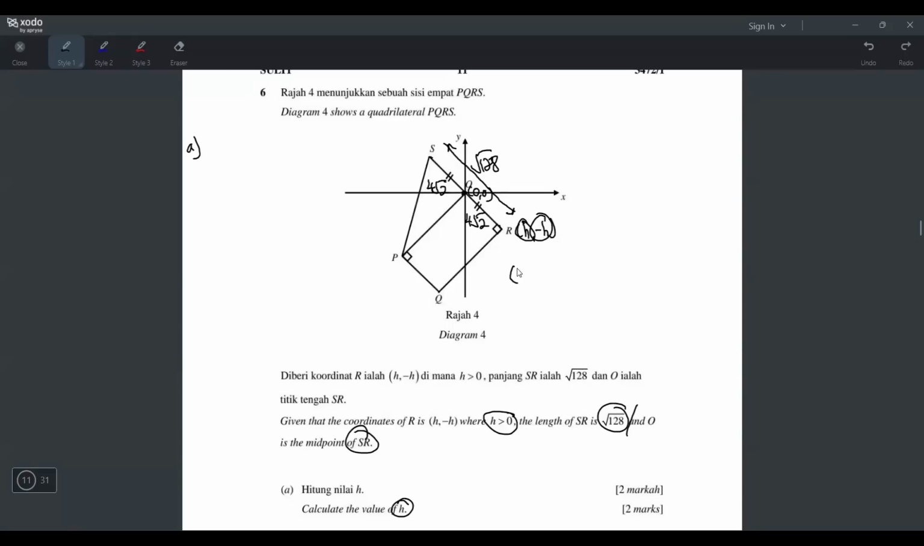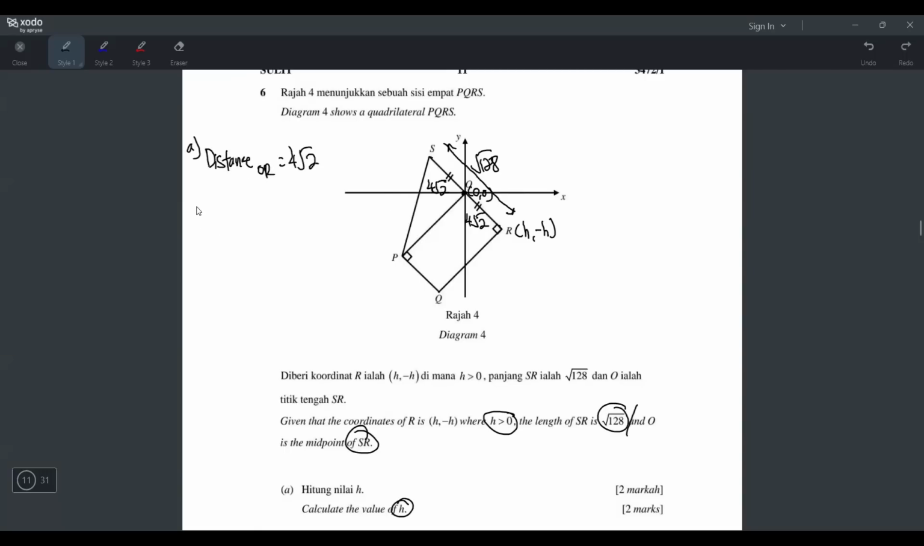So for example, if this one is 3, then this will be negative 3. If this one is 5, this one is negative 5. This one 6, this one negative 6. This one 7, this one negative 7. So in other words, it's okay if you don't have both the coordinates, because they are just opposite signs of each other. So I think you can use the distance formula to do it. We already know the distance of OR, which is 4 square root 2.